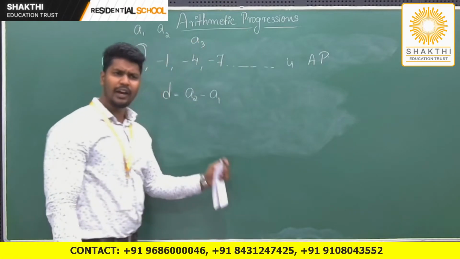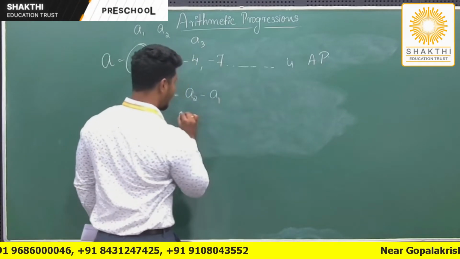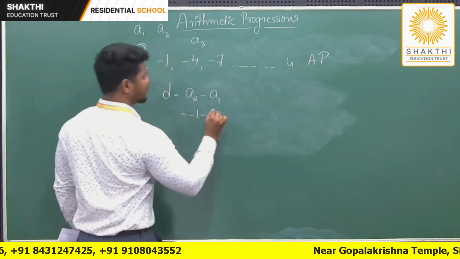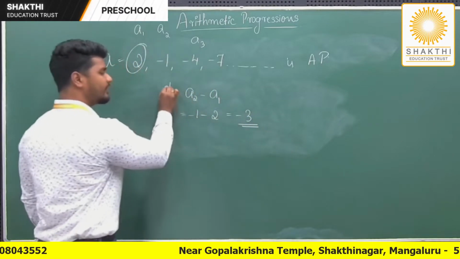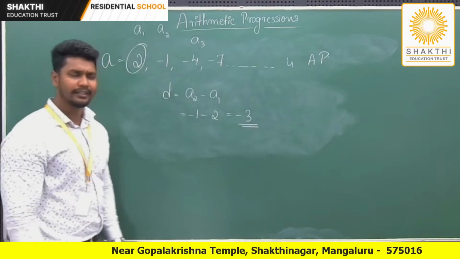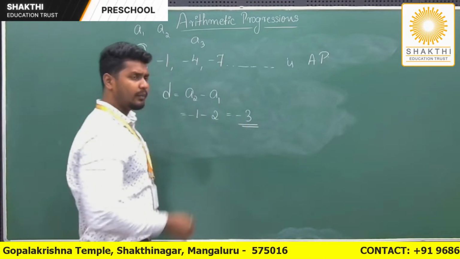Here to find the value of D, we have A2 minus A1. I can say it is minus 1 minus 2. The value is minus 3. The common difference of the series, D, is equal to minus 3. Now I have the values A is equal to 2 and D is equal to minus 3.